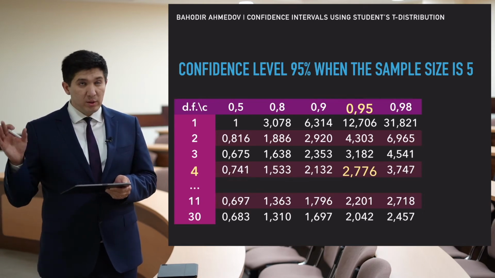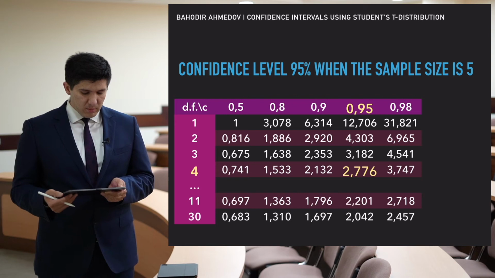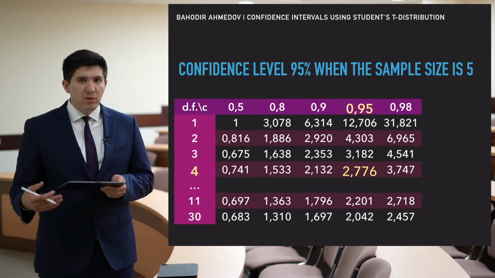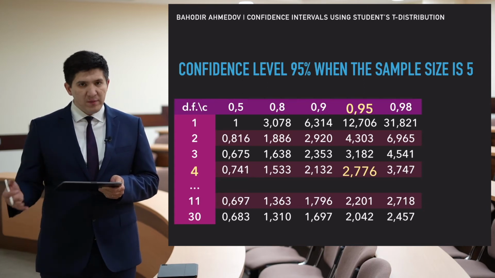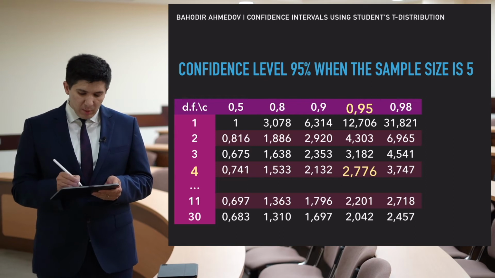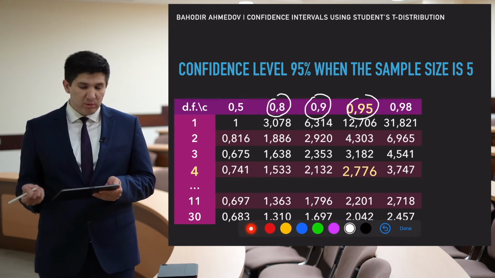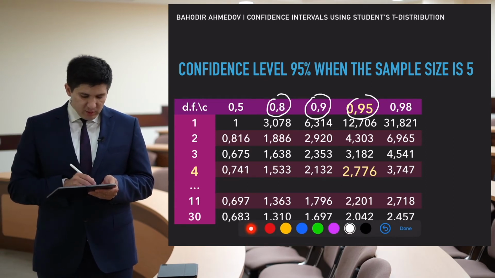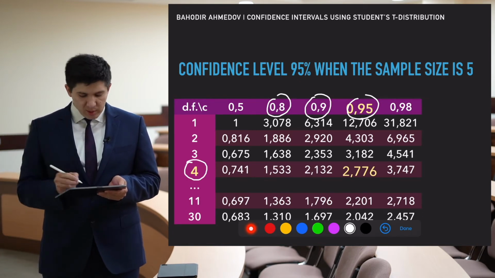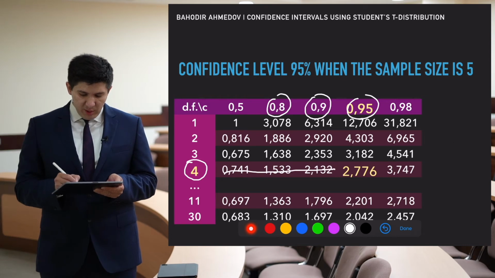If you would like to find the critical point for a sample with 5 items at the confidence level 95%, you just need to go to this table. You need to choose the confidence level to be equal to 0.95. Then you need to find the degrees of freedom to be equal to 4, which is n minus 1, the sample size minus 1. Then you find this point at the intersection.